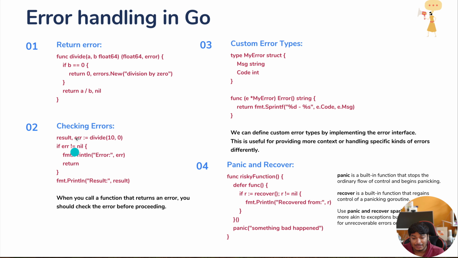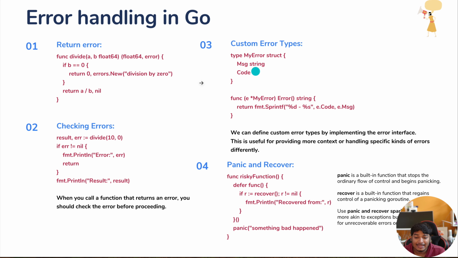So if error not equals nil, then it is going to run the code in the code block. It will just print the error reason and return, so it will stop the execution there. If there is no error, then it will continue executing and it will say the result is 10 divided by whatever number you supply.